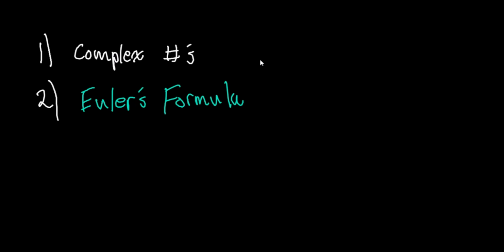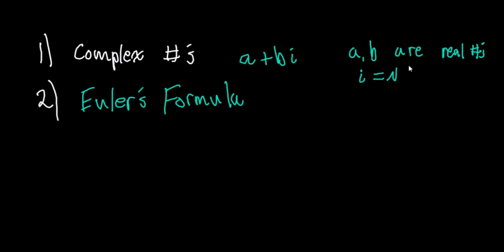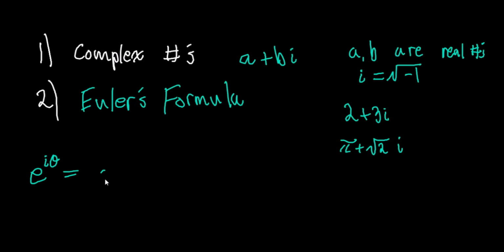And remember, the complex numbers are just numbers of the following form. They're numbers that look like a plus bi, where a and b are real numbers, and i is equal to the square root of -1. So an example of this would be maybe 2 plus 3i, or pi plus square root of 2 i. Those are examples of complex numbers. And Euler's formula says that e to the i theta is equal to cosine of theta plus i sine of theta.